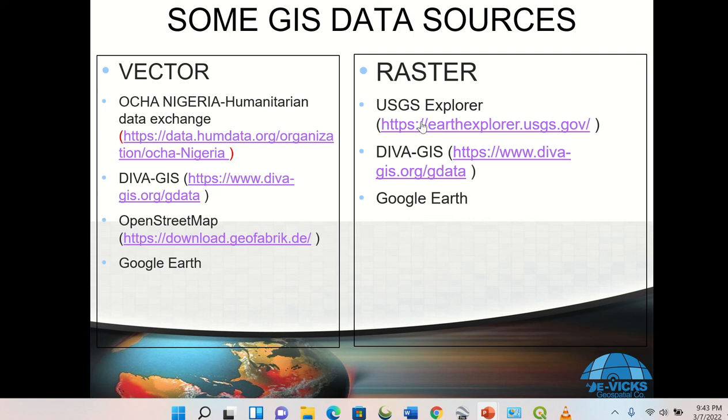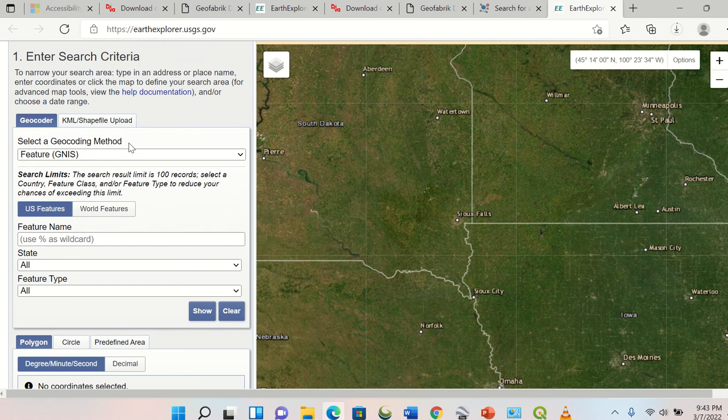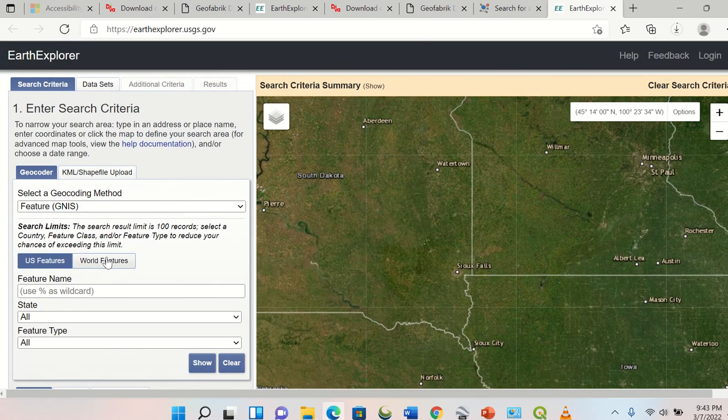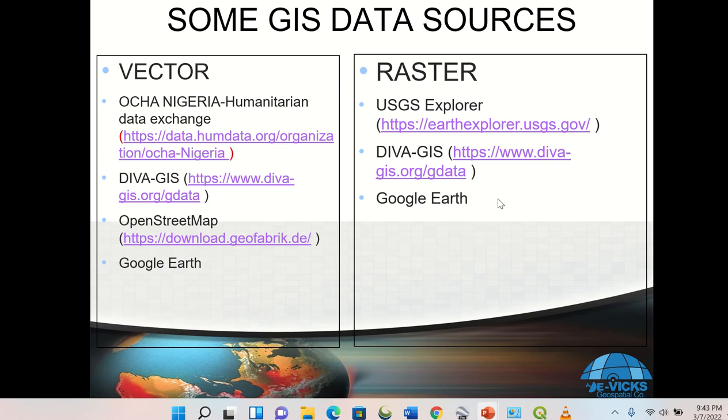sources, we have the USGS Earth Explorer. Here you can download raster images, but first you have to create a username and password, and login, and then source your data. In a subsequent class, you will be taught how to download data from this site and how to use it in performing various analyses. Same with DIVA-GIS. You can also download population data and elevation data from it.